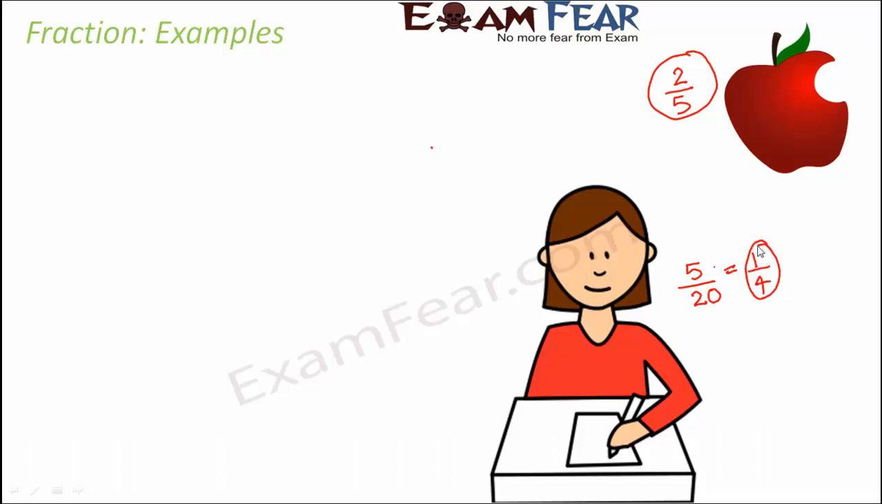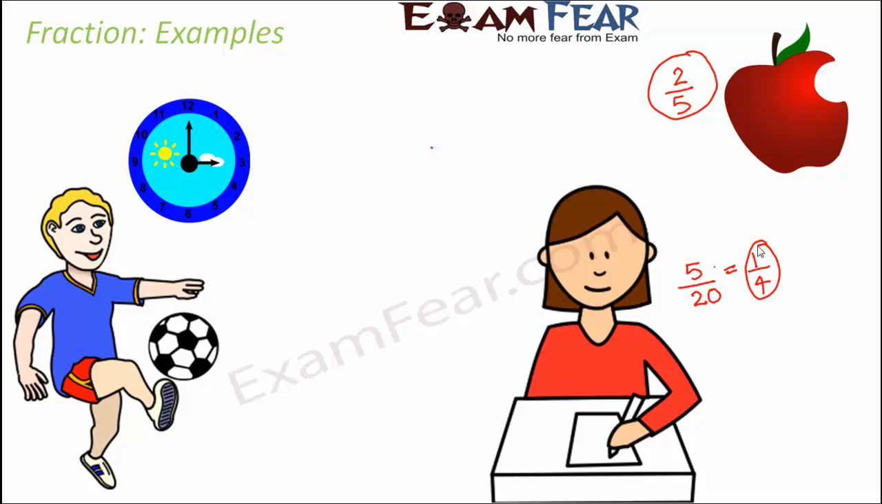So 1/4 of the question paper has been solved by you. Right? Let's say that a boy practices football every day for 10 hours. So every day, 10 hours. Now, if we ask what fraction of the day does he practice football? Now, in a day, how many hours do we have? We have 24 hours in a day. And out of those 24 hours, he spends 10 hours in practicing football. That means he spends 10 by 24th of the day in football.